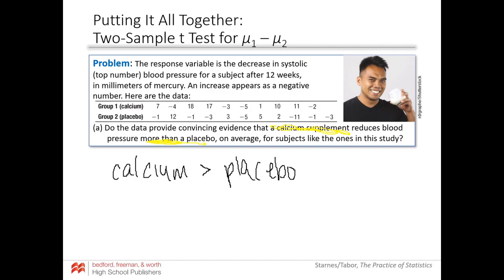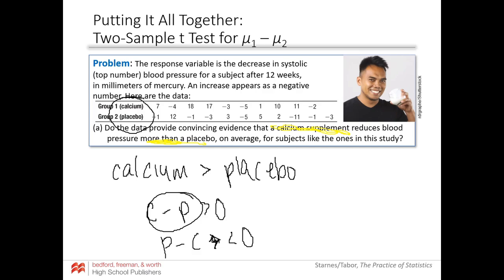So if we're going to write our hypothesis as calcium minus placebo, then I want it to be greater than 0, right? If I write it as placebo minus calcium, then I want it to be less than 0. So it just depends on how we're going to state those hypotheses. But we're probably going to go with calcium minus placebo here just because we usually do group 1 minus group 2. All right, so let's go ahead and do calcium minus placebo. Go ahead and state those hypotheses. What are your hypotheses going to look like?